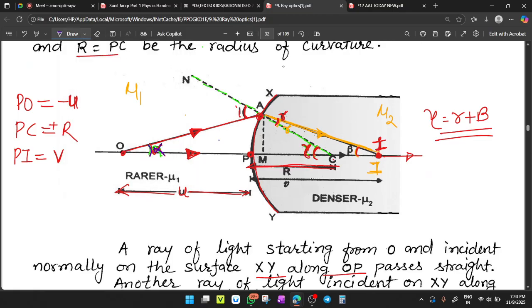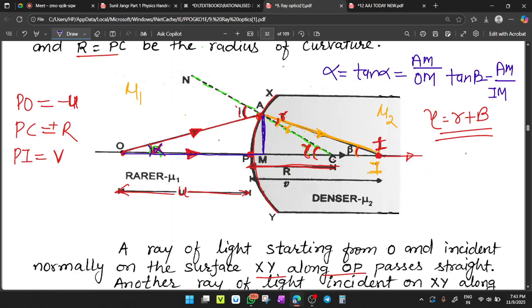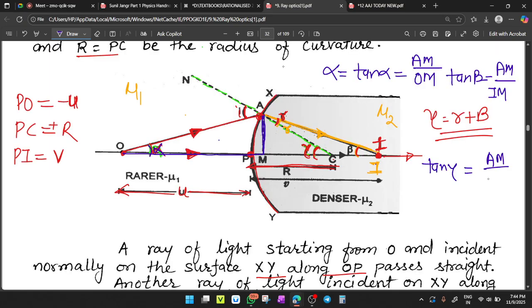Now, if you make a perpendicular here from this position to this position, then alpha that I have considered as tan alpha. So for this angle alpha, perpendicular equals AM and base becomes OM, right? So it would be AM upon OM. Clear or not clear? Yes. Similarly, for angle beta, tan beta becomes again the perpendicular AM and the base is MI. And for gamma, tan gamma equals perpendicular AM upon base CM.